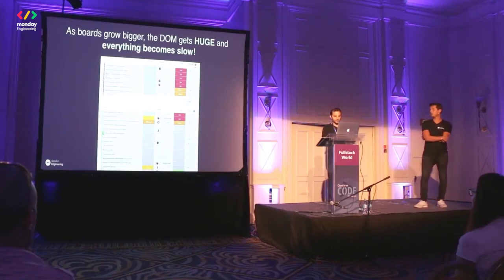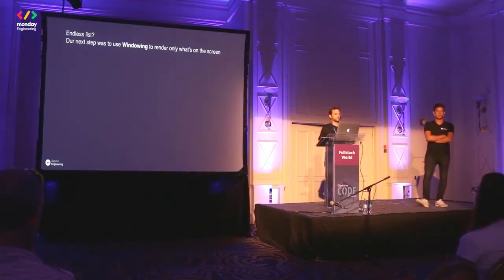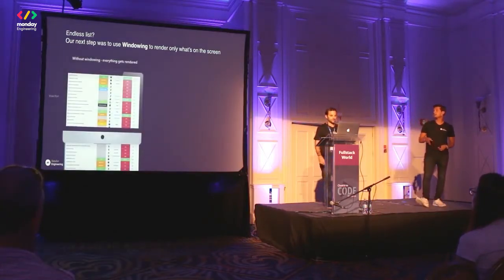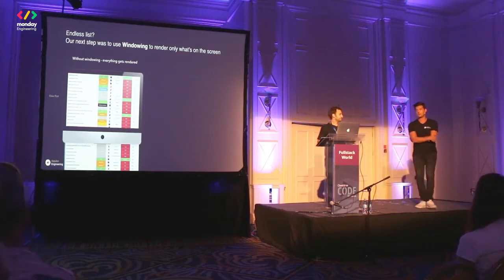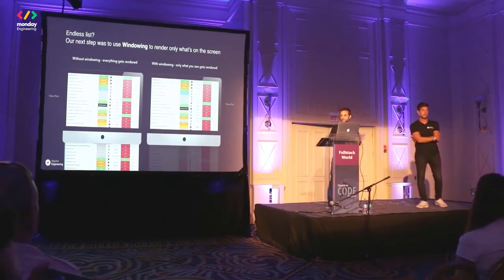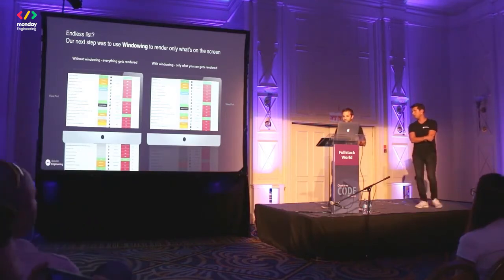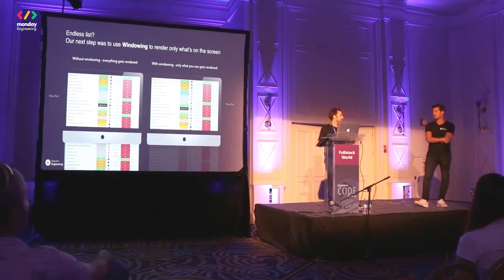In order to solve this issue, we wanted to reduce the number of items that are in the DOM at any given moment. We did it by using windowing. You can see on the left side a board with thousands of items, and all of the items are in the DOM. This is why the CSS animation becomes really slow. This is also true for applications that are not using React. This is true for every web application. On the right side, you can see that we are using windowing to put in the DOM only the items that the user sees. This is how we reduce the number of items in the DOM.